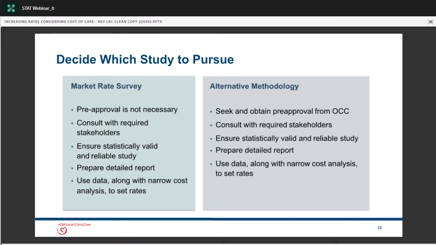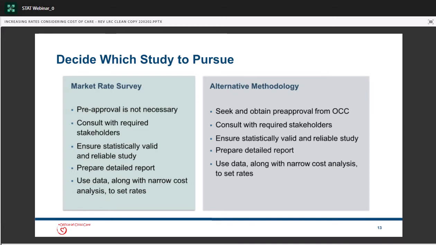As you can see, the majority of the expectations for conducting a market rate survey or an alternative methodology are similar. A key element in their similarity is that they both require a statistically valid and reliable study. ACF has established a set of benchmarks to identify the components of a valid and reliable market rate survey. These are outlined in the CCDF preprint. To be considered valid and reliable, a market rate survey or approved alternative methodology must meet the following.